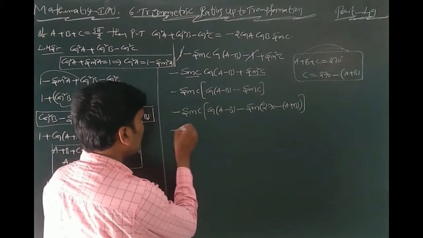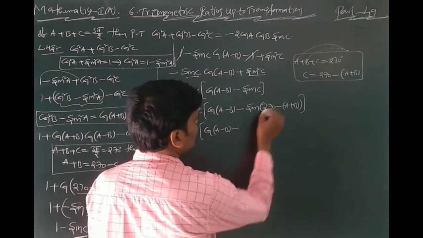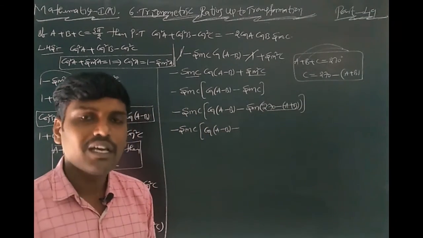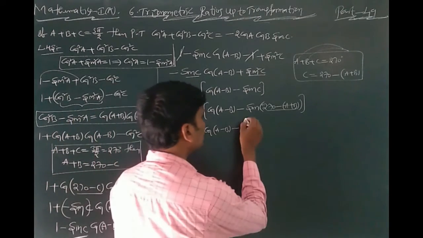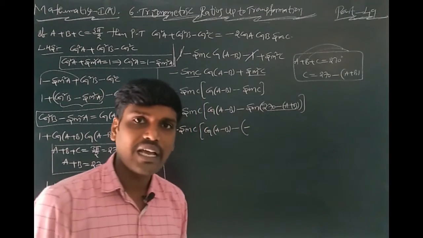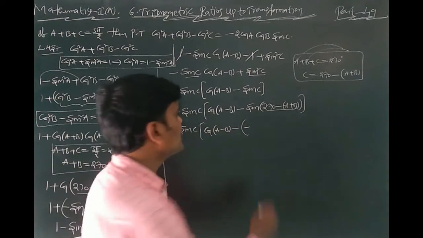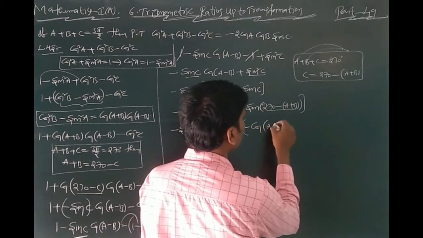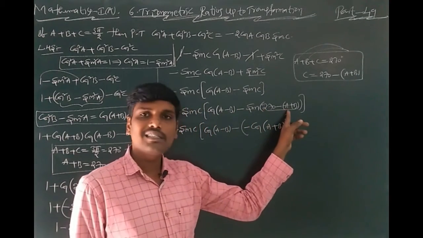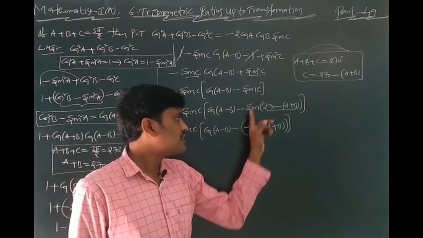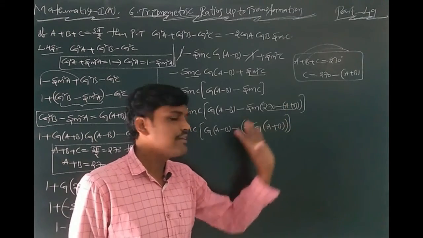After that, minus sin c cos of a minus b minus sin of 270 minus theta. Which quadrant? 270 minus theta is the third quadrant. In the third quadrant, sin is negative. 270 is which function? 270 is an odd function, so sin can be written as cos, with theta value a plus b. Understood or not, students?